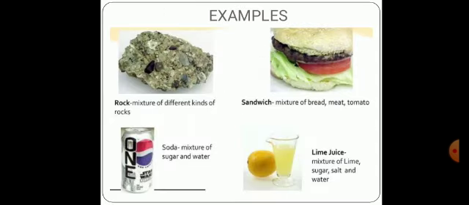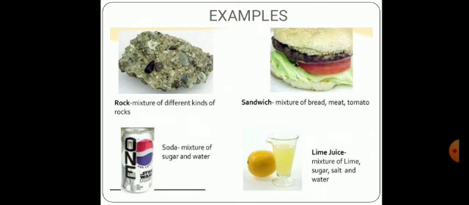Then another examples of mixtures. First one, you can see the rock mixture, different kinds or different types of stones. Second one, sandwich, a mixture of bread, meat, tomato. And third one, soda, means cold drinks. Soda is a mixture of sugar and water. They are all mixtures.